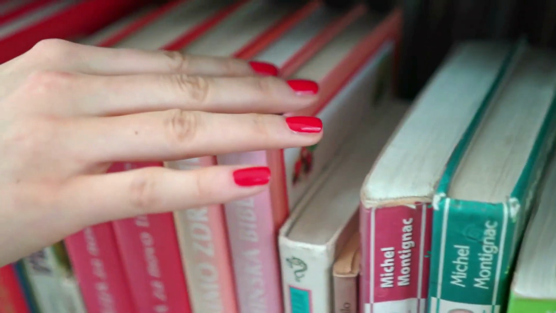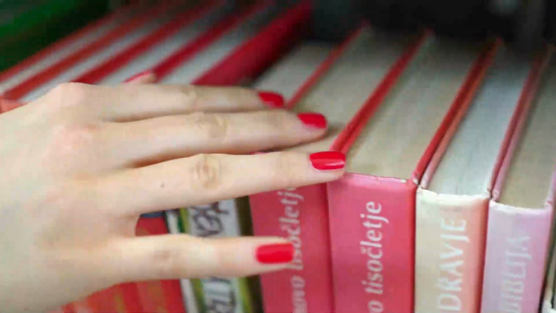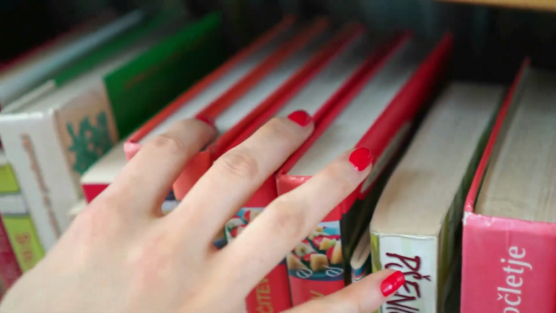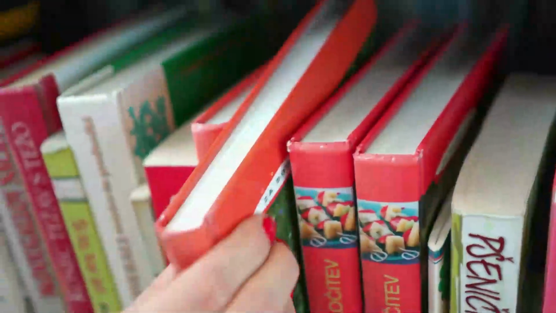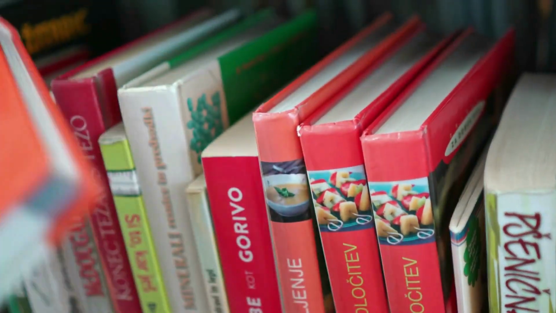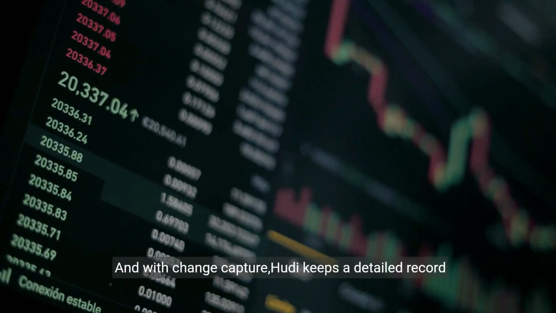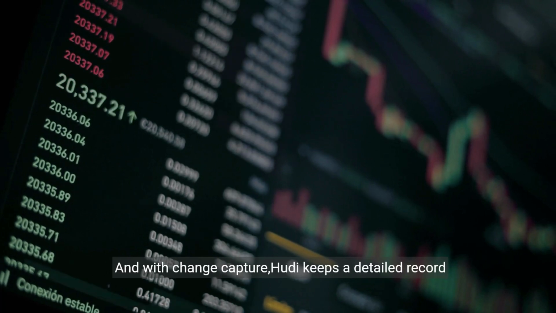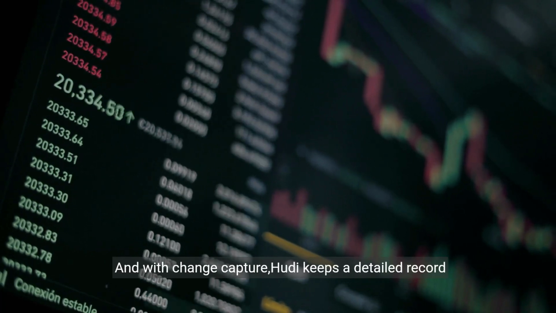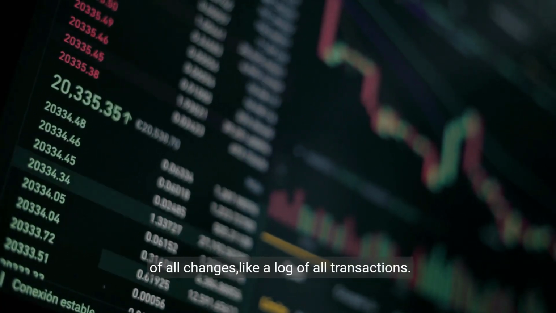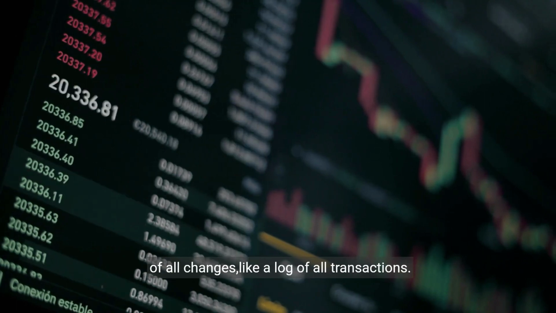Guys, finding data in Hudi is fast because of Hudi indexing, which is just like a library catalog. So Hudi maintains a lot of index files for that. Along with the index files, it also maintains the change capture log, which means it keeps a detailed record of all the changes, like a log of all the transactions that have happened.